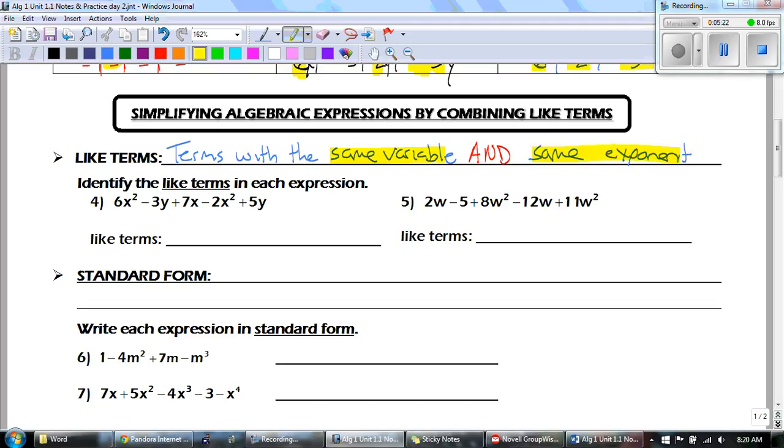Let's take a look at number 4. All I want to look for is the same like terms. Identify the like terms. We don't have to do anything else with it. So for number 4, is there another x squared term? Yes, it's right here, negative 2x squared. So my like terms are 6x squared and negative 2x squared.